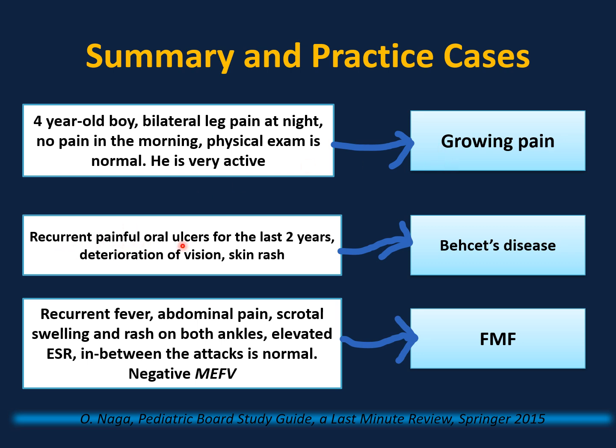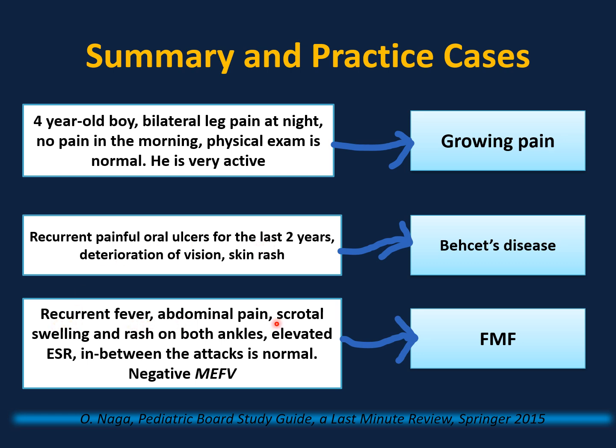Recurrent painful oral ulcers for the last 2 years, deterioration of vision, and skin rash. This meets the criteria of Behcet disease. Remember, in cases of systemic lupus, the oral ulcers are usually painless. Here is painful, and here for a long time, for more than 1 year, as you see.